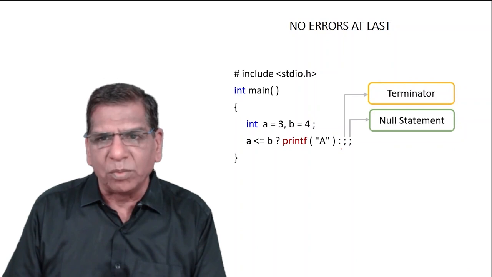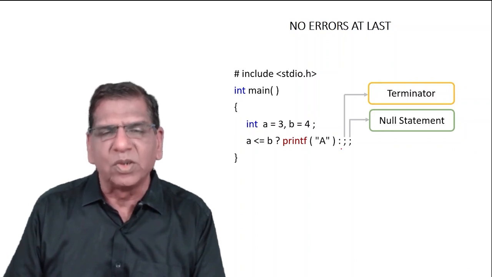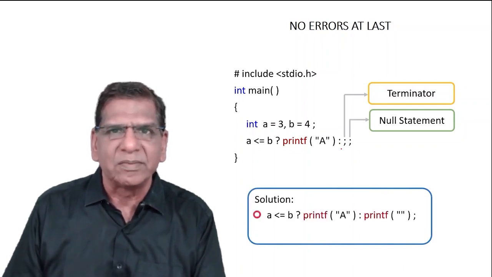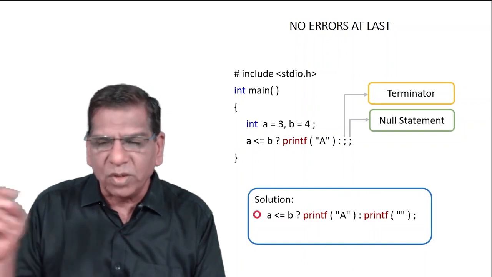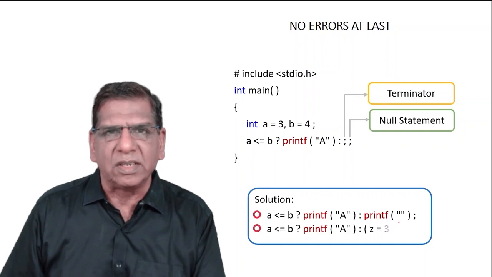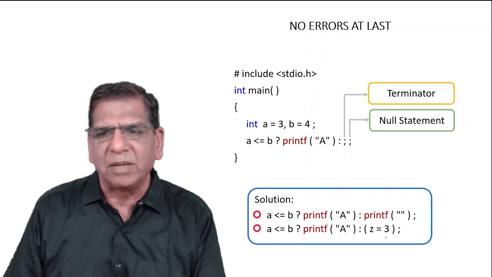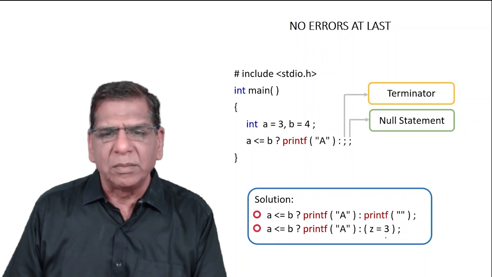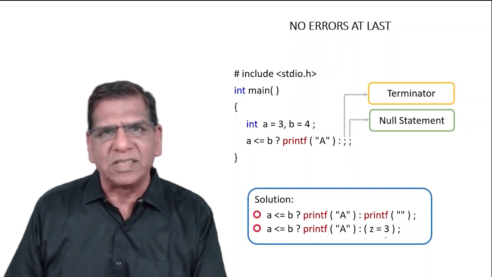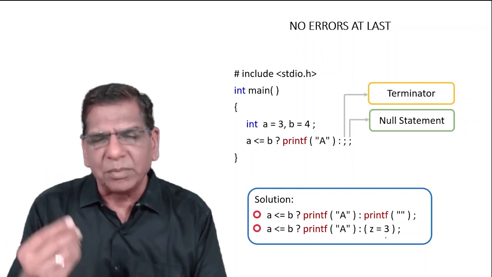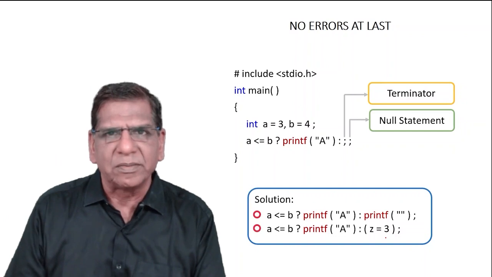Now don't attempt to write one more semicolon in between this, because if you do so, then that will become the terminator and the other two would become the null statements. So if we want to eliminate the errors from this program, we have 2 solutions really. Number 1 is, in the colon part, write some dummy printf statement which doesn't print anything. Similarly, you may also use some variable z, assign it some value 3, define z at the top. Something or the other you will have to give in the colon part.